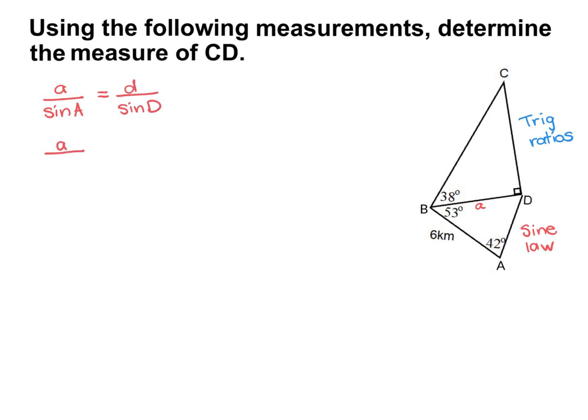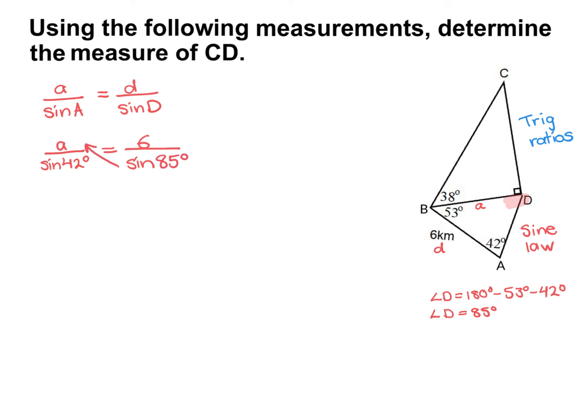So A we'll leave as it is. Now angle A is 42 degrees, so we're going to write sine of 42 degrees. And side D right here, we know is 6 kilometers, so we're going to write 6 on top. And then we're going to write sine of angle D at the bottom. But wait a minute, we don't have an angle for angle D. But we do know that all of the three angles should add up to 180. So 180 minus 53 degrees minus 42 degrees will give us angle D. And when you do that, it comes to about 85 degrees. So angle D is 85 degrees.